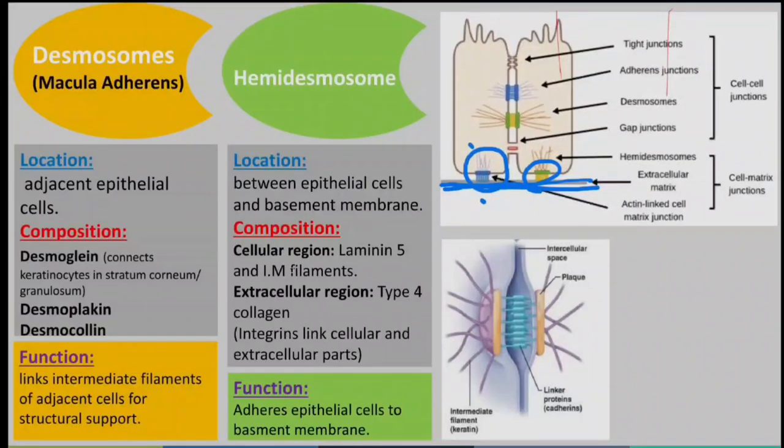So their composition includes their cellular region and their extracellular region. Their cellular region will have laminin 5 and intermediate filaments. As you can see over here, these are our intermediate filaments, and there will be laminin 5 present as well. Their extracellular region will contain type 4 collagen. So their intracellular region and extracellular region will be linked through integrins, and they will connect the epithelial cells to the basement membrane over here. So their function is to adhere epithelial cells to the basement membrane.